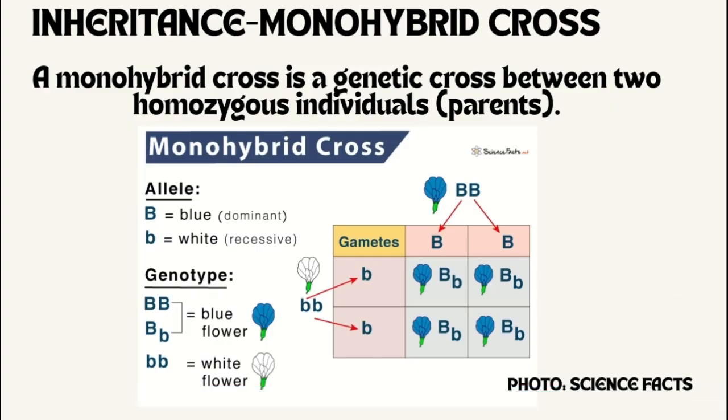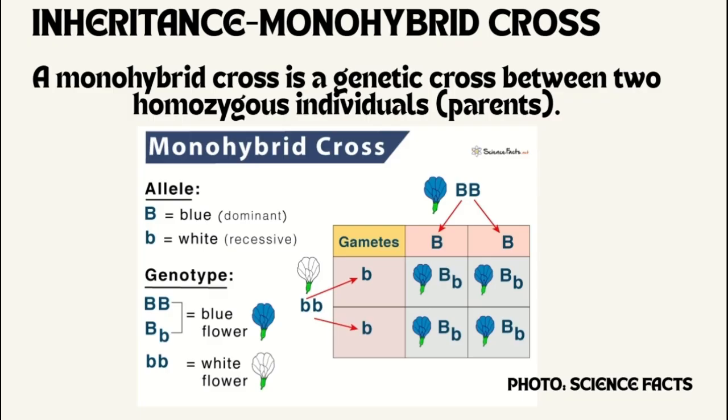Then the last thing we're going to mention is different inheritance, so basically how inheritance works. We said the entire point of all of this is to find out how genes are passed on. So what's happening here, we're going to talk about the monohybrid cross first, and then we'll talk about dihybrid afterwards.